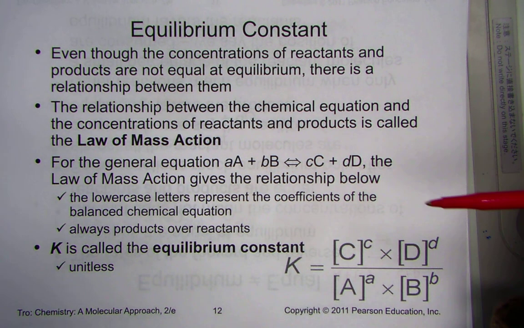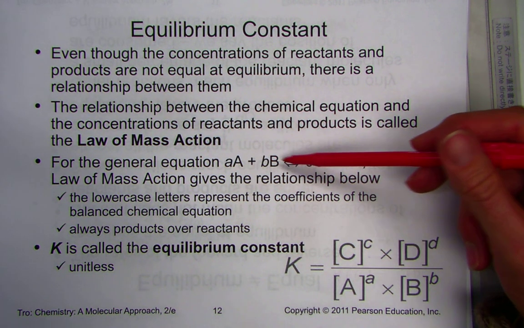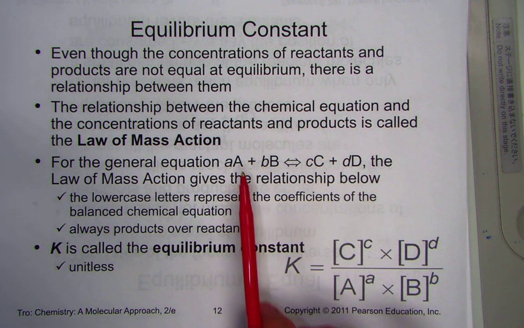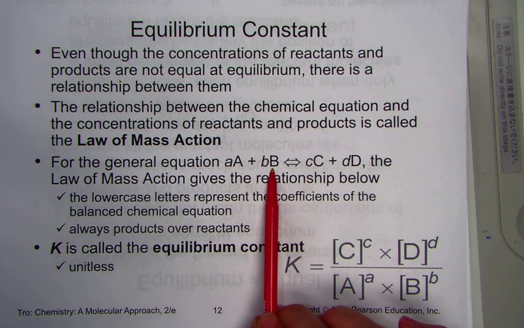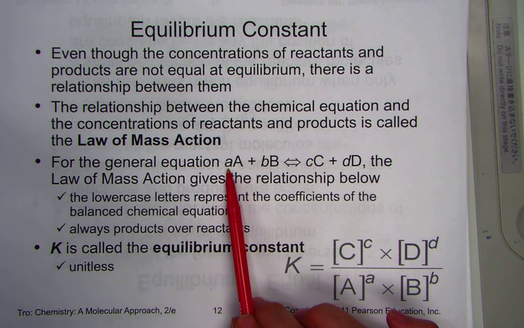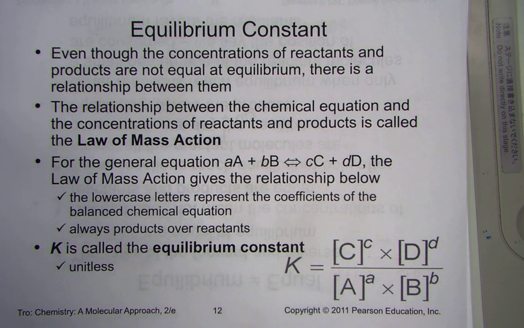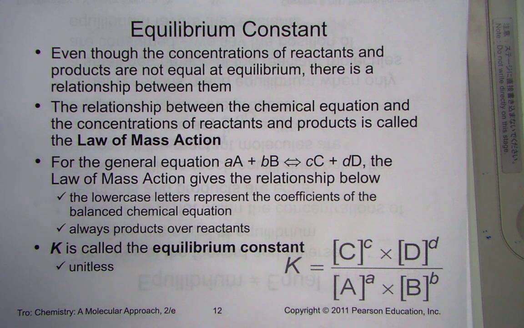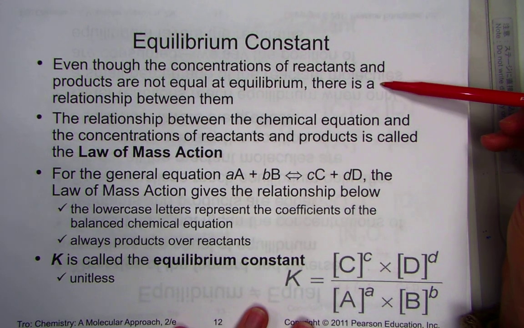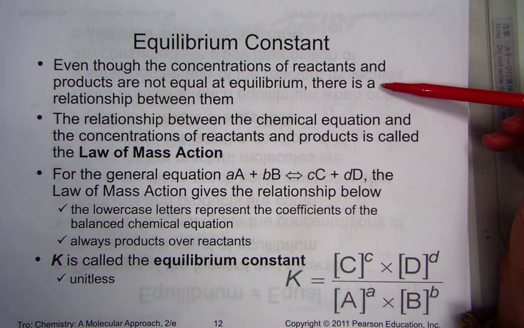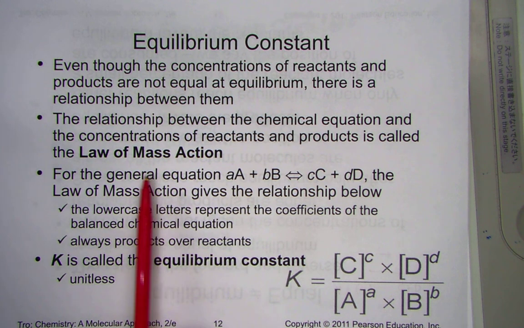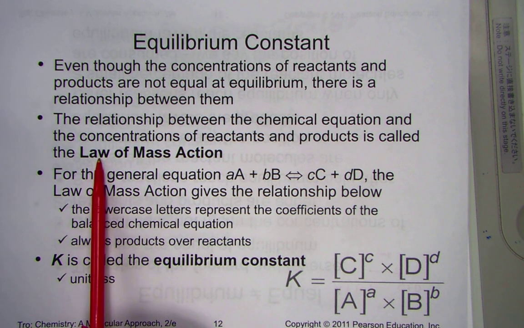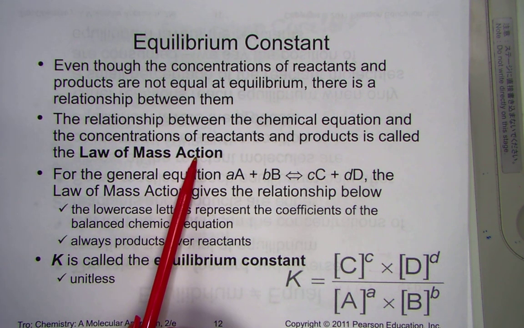Taking an imaginary equation where A plus B forms C plus D, where the capital letters are the generic chemicals and the little letters are the coefficients, we express what's called an equilibrium constant that compares the amounts of products to the amounts of reactants. So even though the concentrations of reactants and products are not equal, there is a relationship between them. And that relationship is expressed in the terms of the law of mass action.